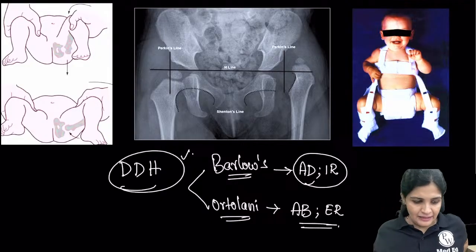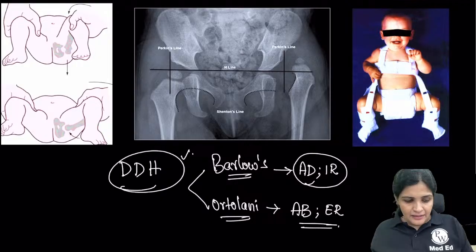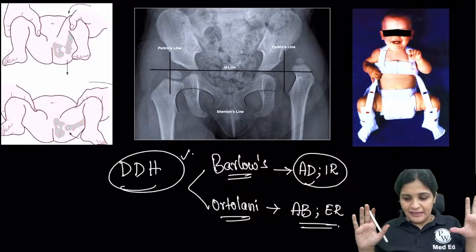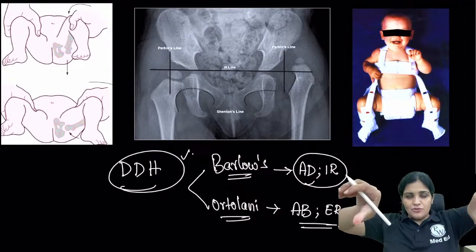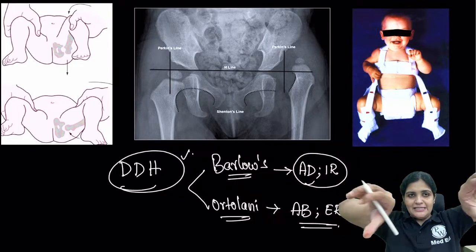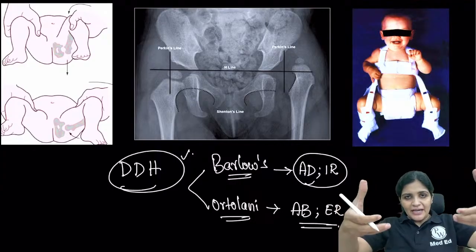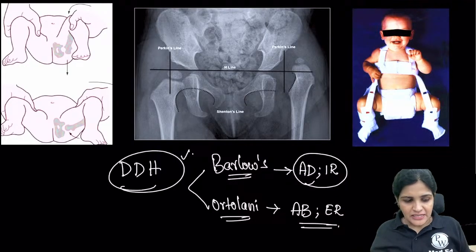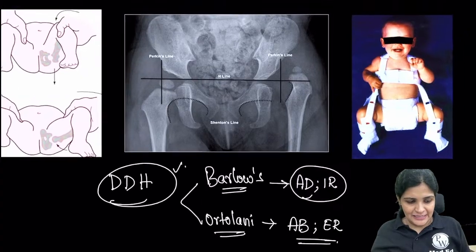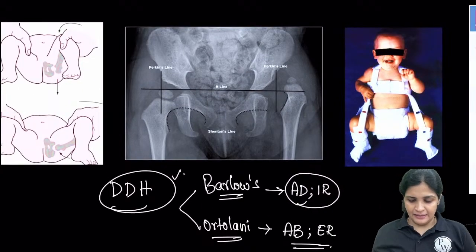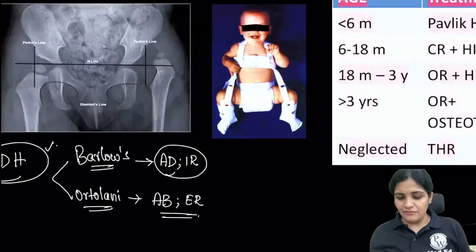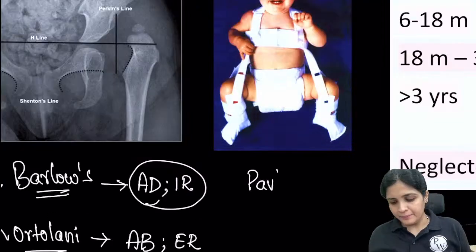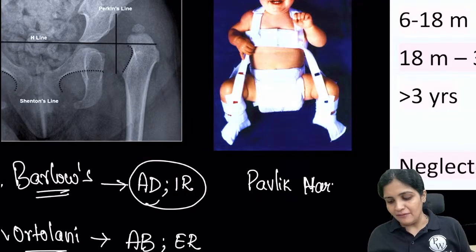Okay, guys? Just remember your posterior dislocation of hip. Barlow's is where you're getting it outside. So you do adduction and internal rotation. So when you do abduction and external rotation, they go inside. Okay. So these are the 2 important screening tests. Okay. Now this is your Pavlik harness. This is your Pavlik harness.